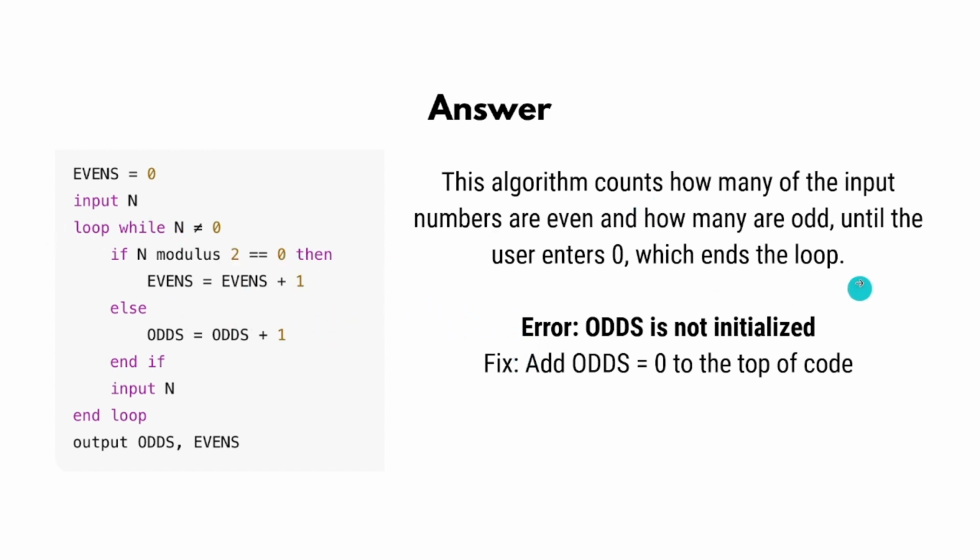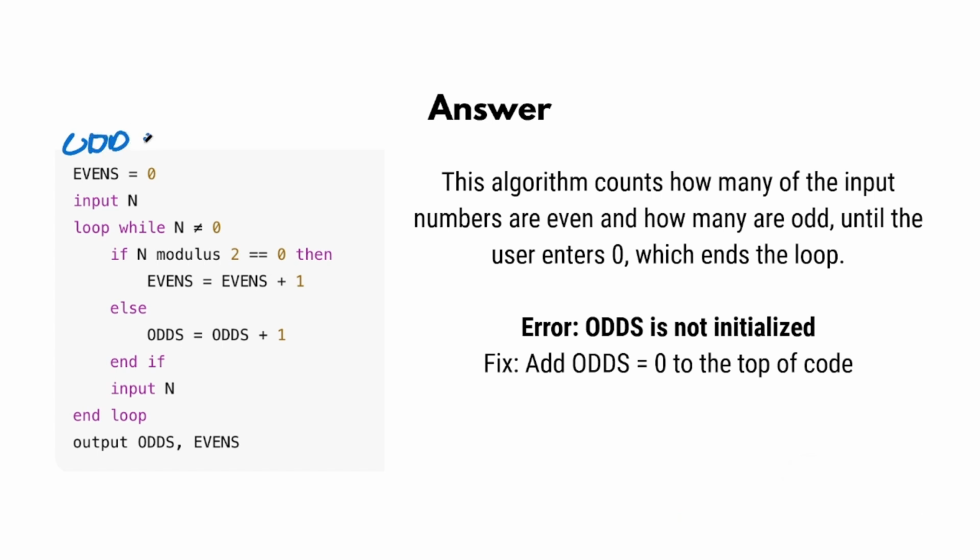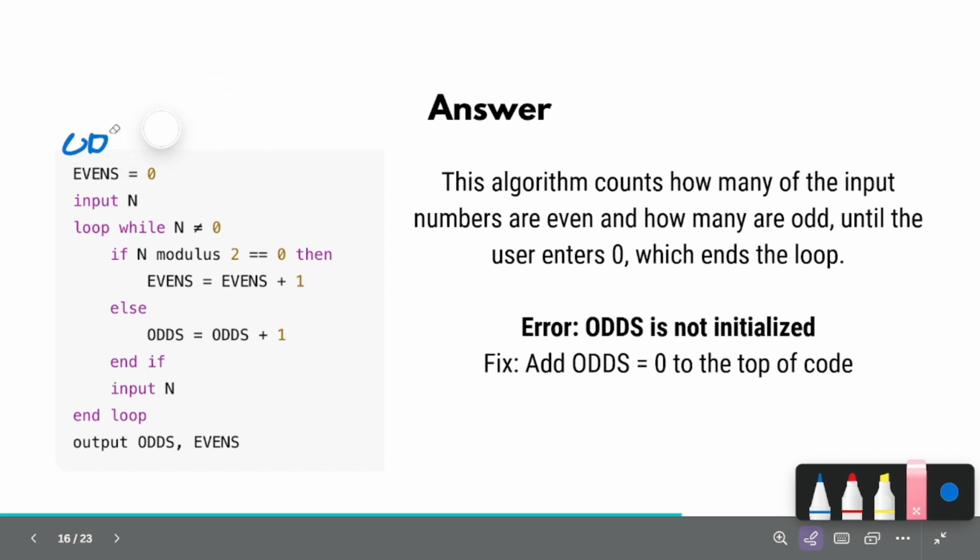Now the error, if anyone found this, is that the odds variable is not initialized. Up here, you see evens equals 0, but we don't have an initialization for odds, so you want to put odds equals 0. So a very easy problem. There are other examples of pseudocode from the official IB syllabus, and I will link them in the description.